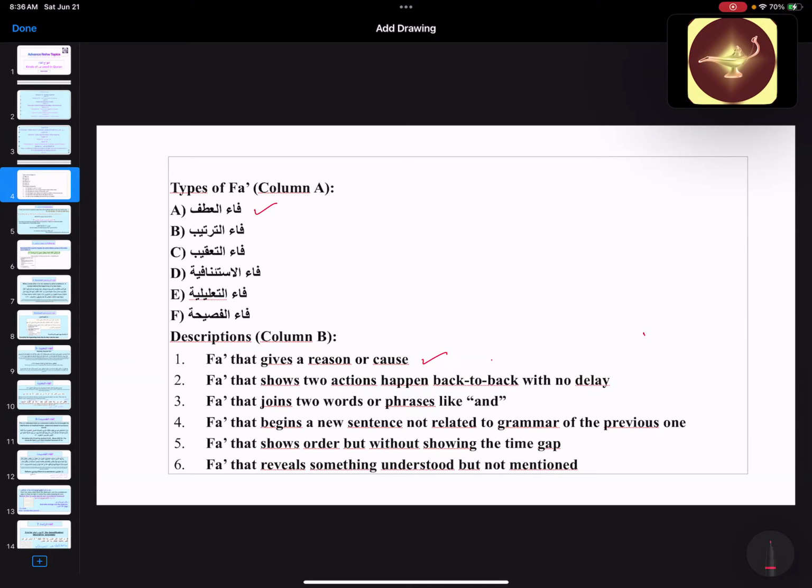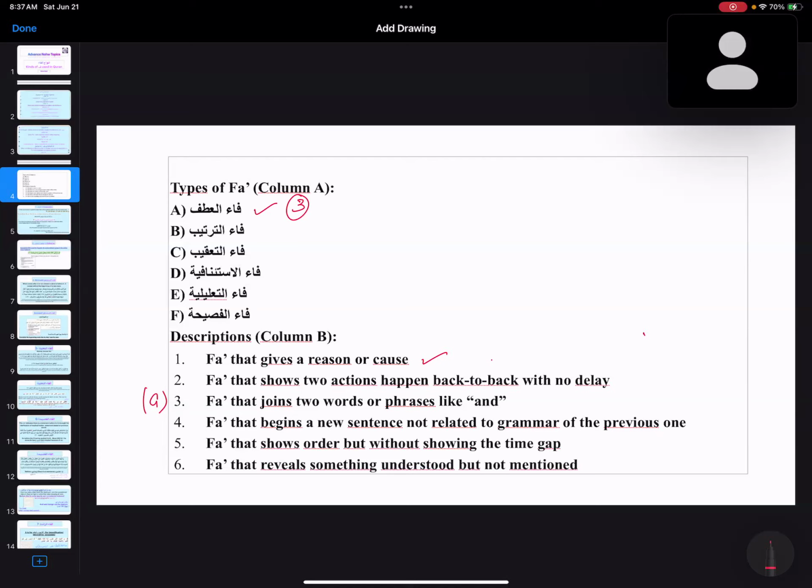Then the third one is fa that joins two words or phrases, like "and". That's ataf. So this is the third one. And then fa tartib, which one is fa tartib here? Number 4 was for the fa that begins a new sentence not related to the grammar of the previous one. Which one is it? Istinafiya.